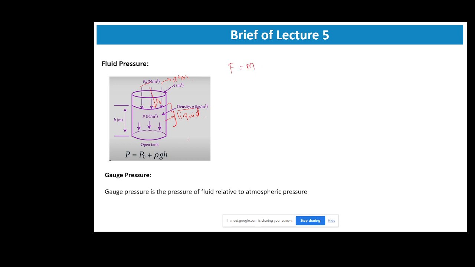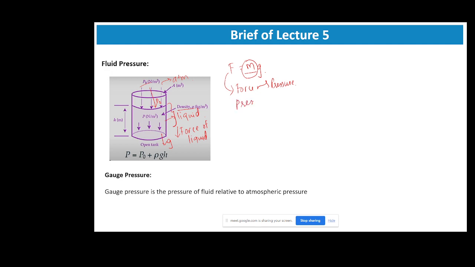As you know, liquid has some mass m, and under the influence of gravity, there is a force acting in the downward direction. So if the liquid has mass m, the force acting downward due to gravity will be m into g, where m is the mass of liquid. Now if you want to convert this force into pressure, as you know, force and pressure are directly connected.